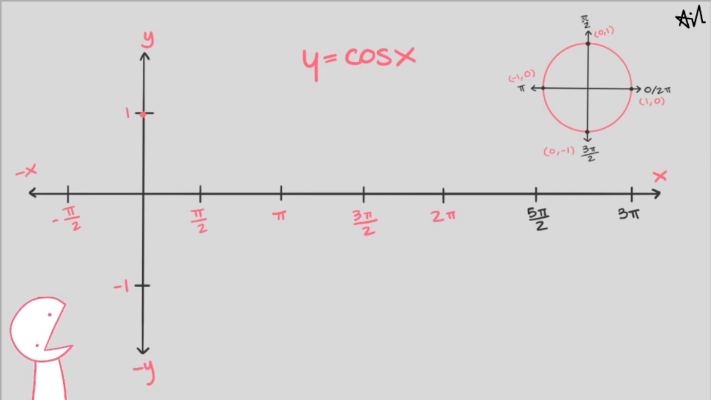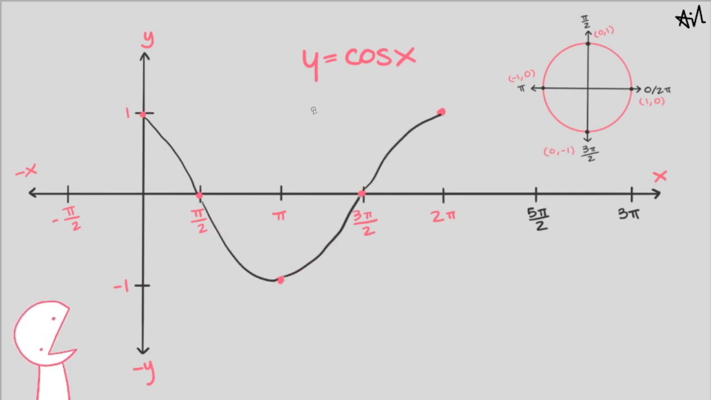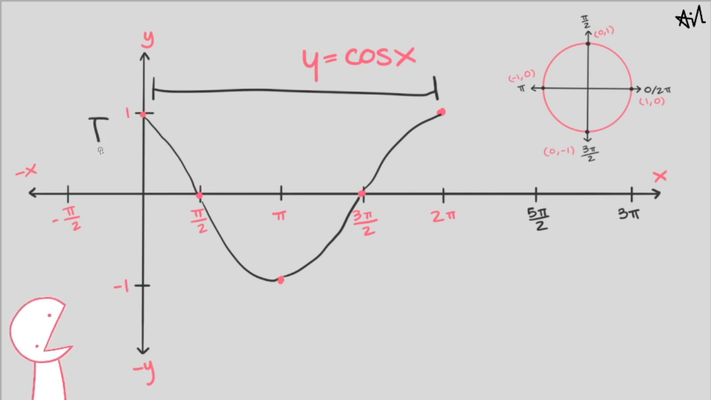At pi over 2, cosine is 0. At pi, cosine is -1. At 3 pi over 2, cosine is 0. And at 2 pi, cosine is back at 1. And once we connect this all together, we can see we have created ourselves a cute curve. And this is our full period, 2 pi. And this is our amplitude, 1.